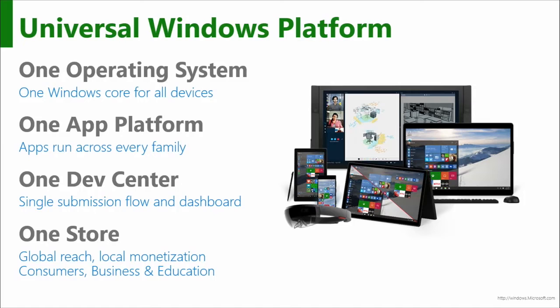All right, so this is the Universal Windows Platform, and it gives us a handful of things. It gives us one operating system, which is what we were talking about when we were talking about that one Windows. It also gives us a single app platform, which is that platform we all write to, the Universal Windows Platform. And then conveniently, we also now have one dev center. So that's the place where I submit my application.